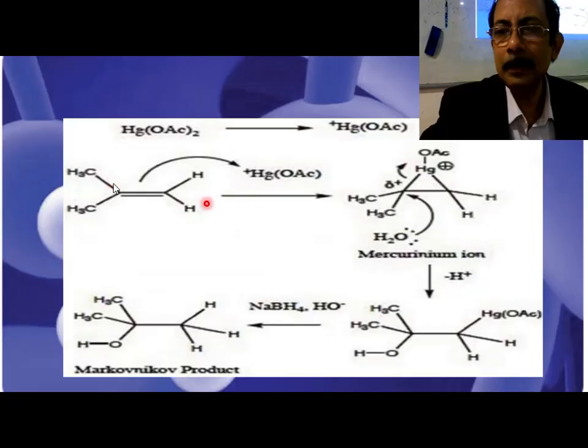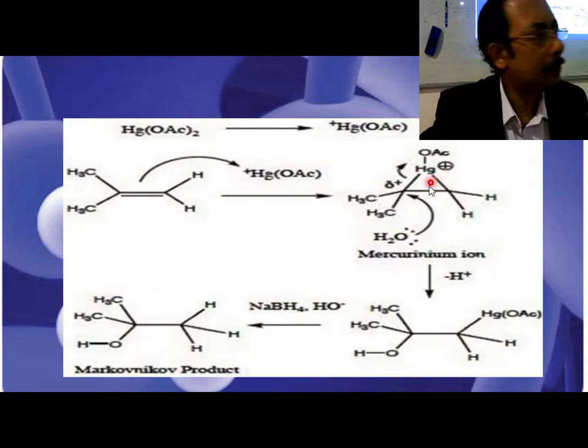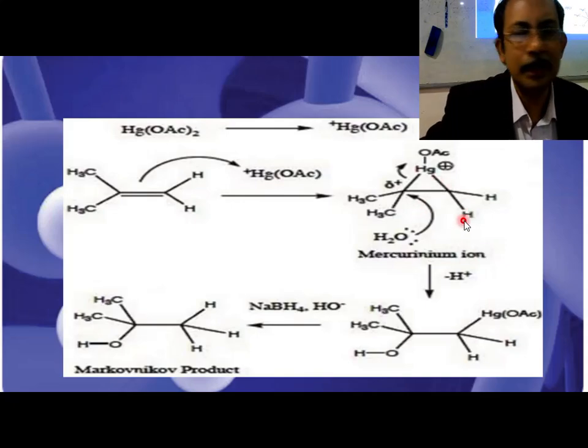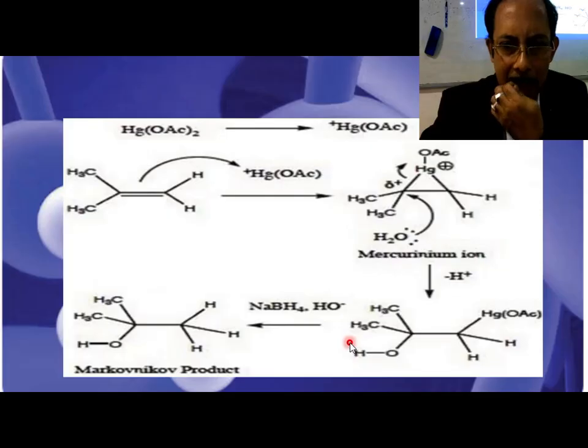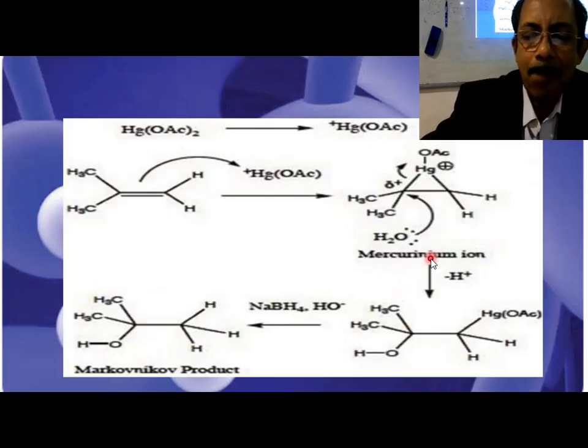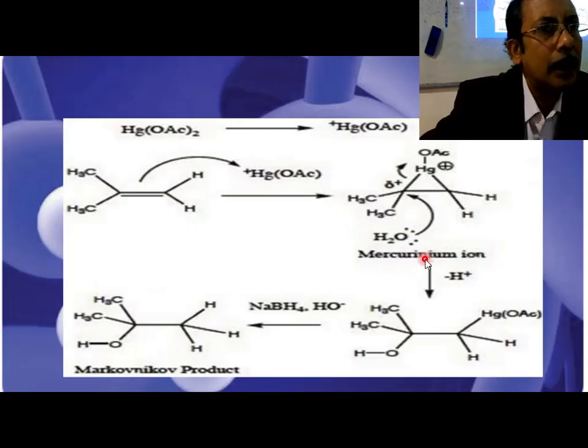This is the mechanism. You see what is happening. Mercury bond, yes, mercury bond. So mercury-carbon, this is a bridge, a mercurinium ion bridge. It is best shown like a bridge. And after that it will open up like this, and we are getting this Markovnikov product. See the mechanism. You can understand yourself. Okay, this is the mechanism.